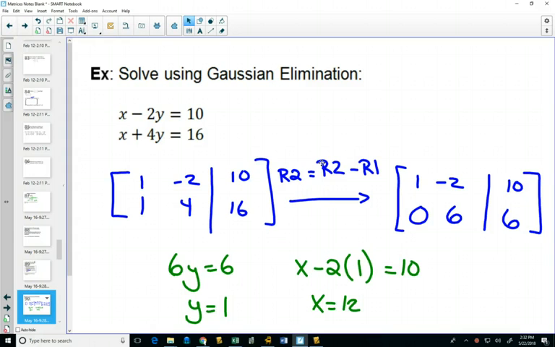Now once we're done, we can check. Does it work? Is 12 minus 2, 10? Is 12 plus 4, 16? Yes. So we know that these answers are correct.